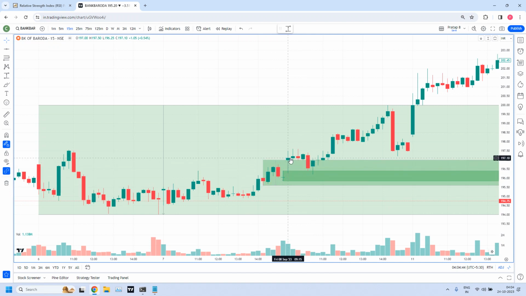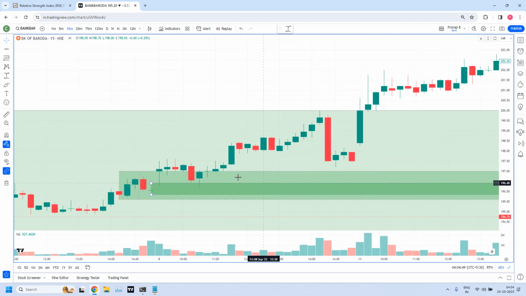Because next day it opened with a gap. Of course there is a rejection, but the gap is not filled. If the gap is filled, the scenario would have been changed. From where you have to see? From yesterday's close and today's open. If the gap is filled, then you cannot consider this as a rally candle. Because the gap is not filled, we can consider this as a rally candle.